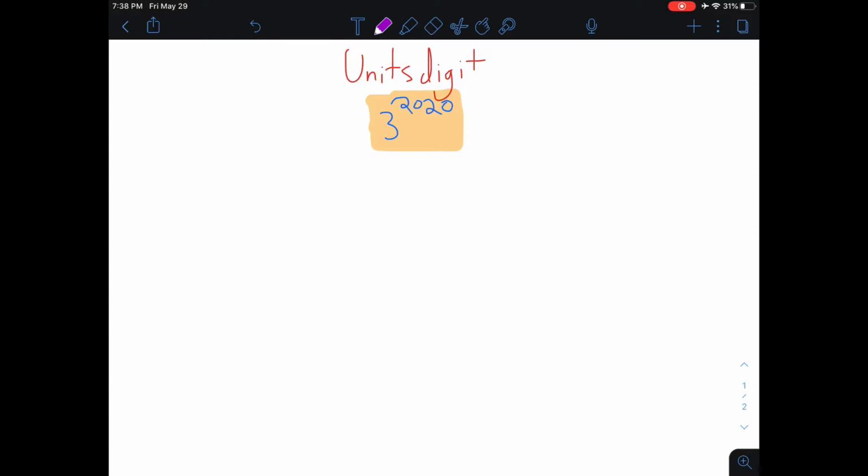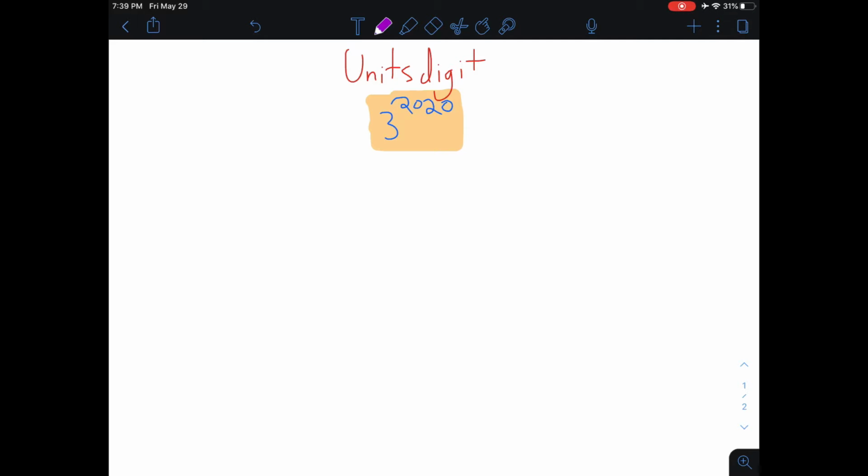Today we're going to find the units digit of 3 to the power of 2020. That may seem really daunting because 3 to the power of 2020, as you know, is a very big number that even normal calculators can't compute. But today we're going to figure out what the units digit is. So, how are we going to tackle this problem?